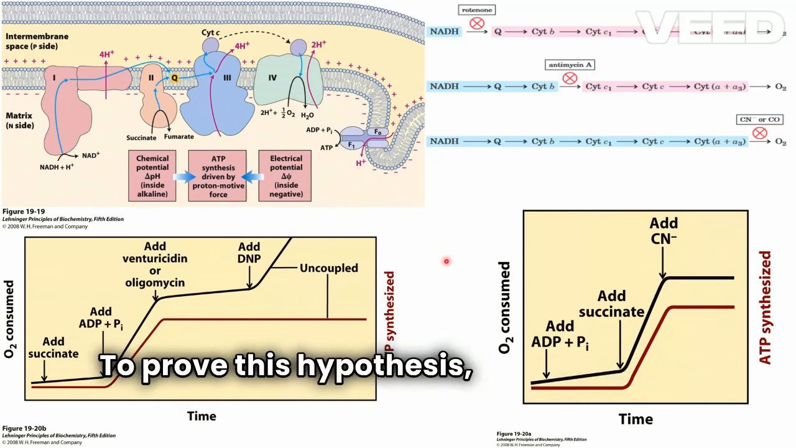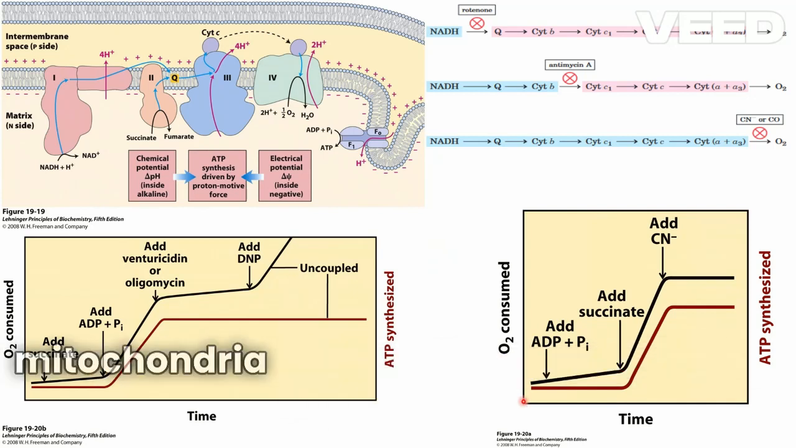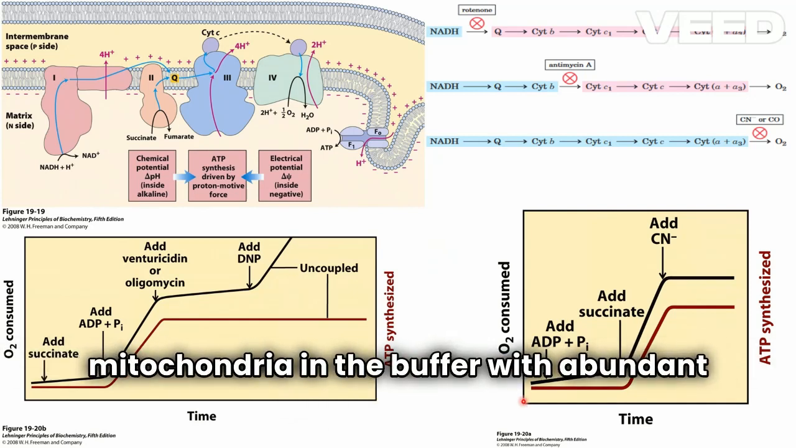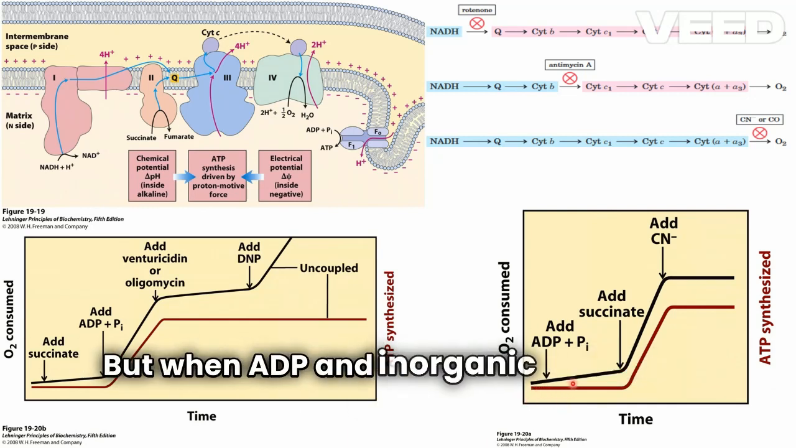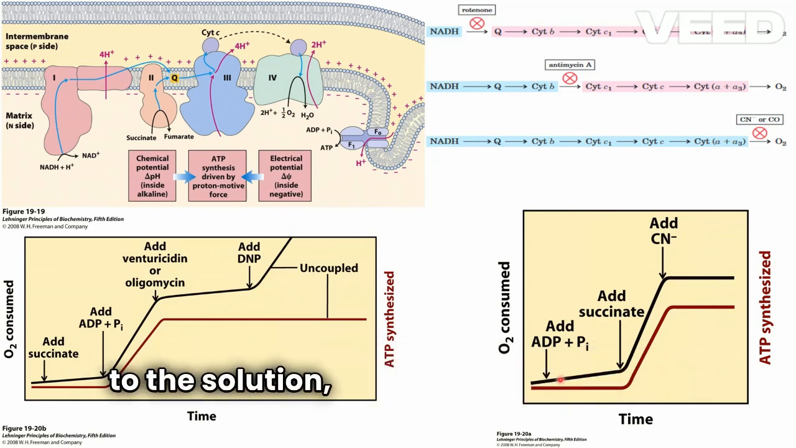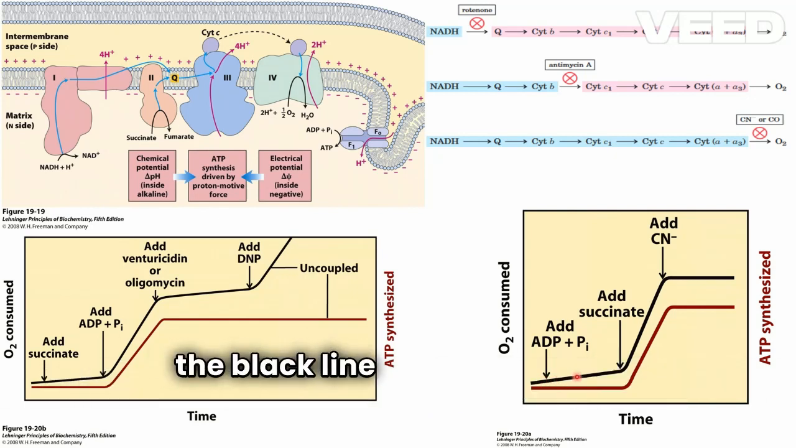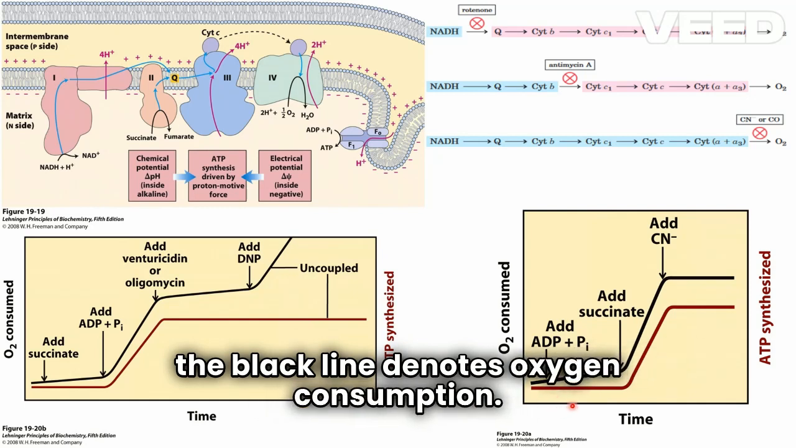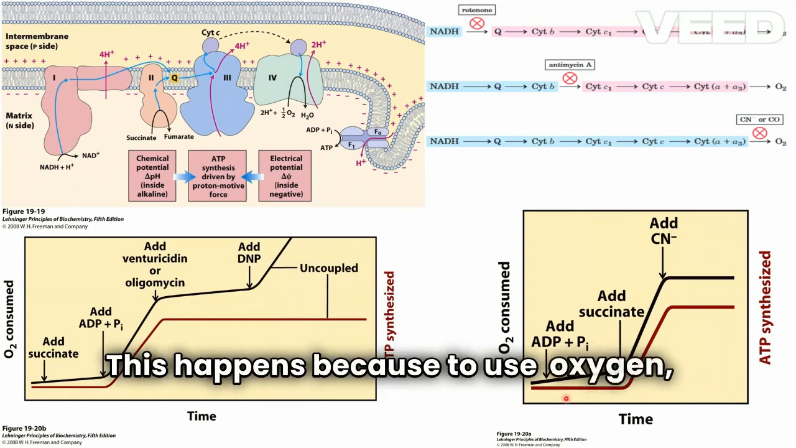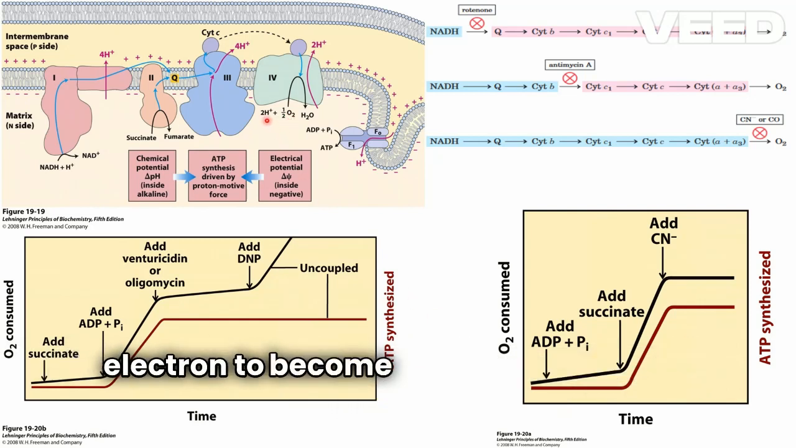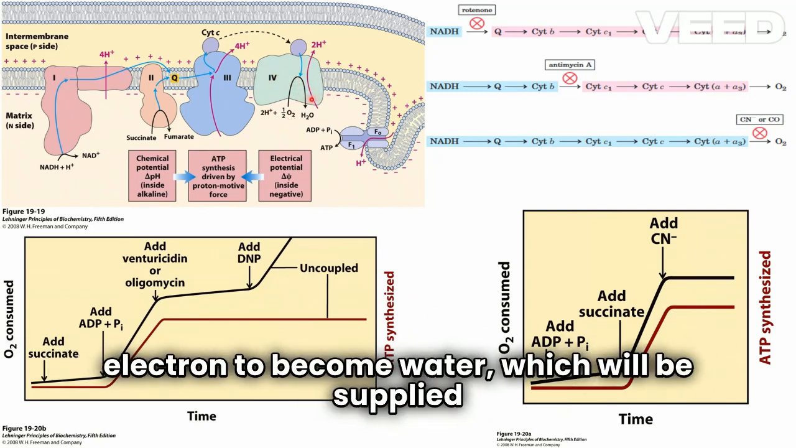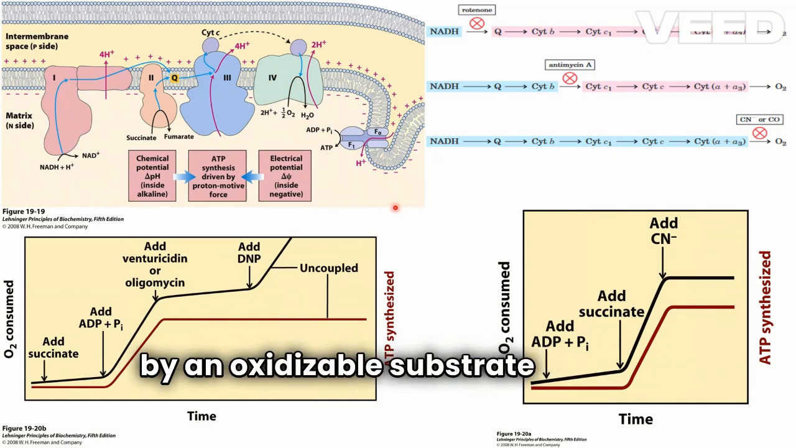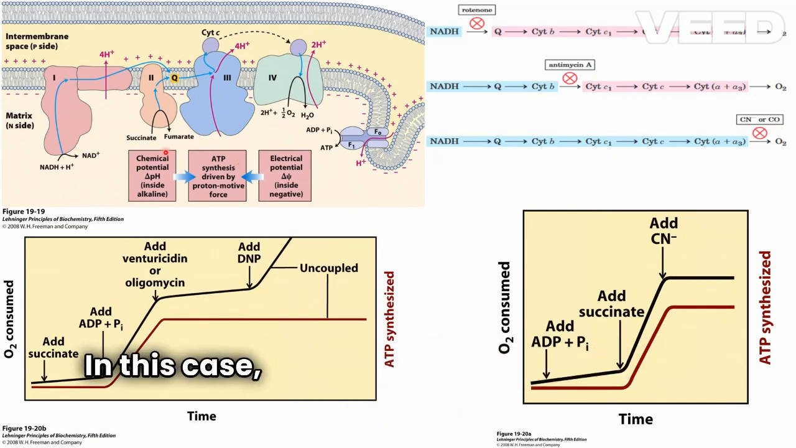To prove this hypothesis, scientists took separated mitochondria in a buffer with abundant oxygen. But when ADP and inorganic phosphate were added to the solution, no ATP was formed and little to no oxygen was used. As you can see in the graph, where the red line denotes ATP synthesis and the black line denotes oxygen consumption. This happens because to use oxygen, it needs electrons to become water, which will be supplied by an oxidizable substrate such as succinate in this case.